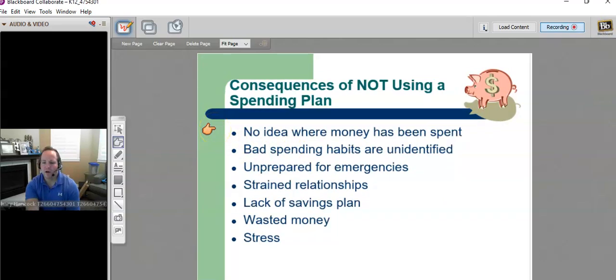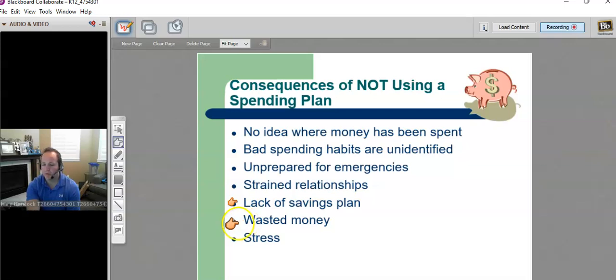Okay, consequences of not using a budget. And I've been here a lot. No idea where your money's been spent. Sometimes I go and I get this credit card bill and I'm like, oh my gosh, what did we spend things on, right? Bad spending habits. Unprepared for emergencies. Like if I didn't have any money and I blew my tire, what am I supposed to do, right? Strained relationships. Lack of savings plan, right?